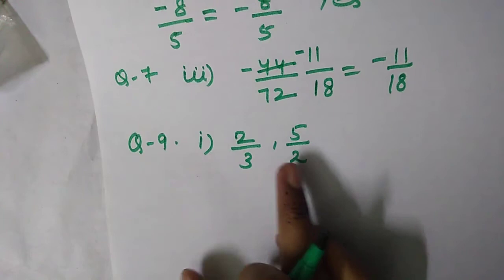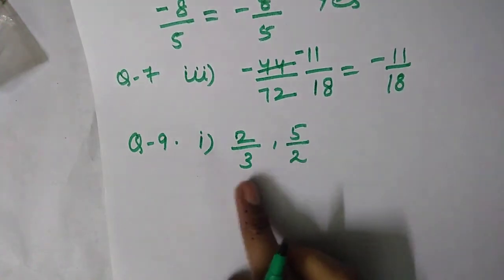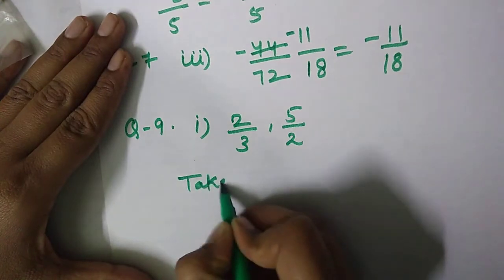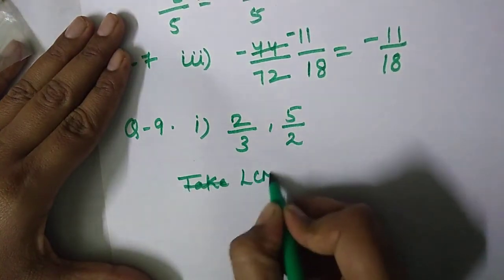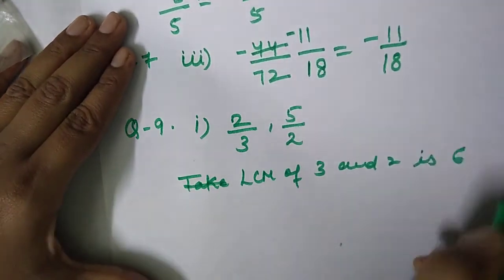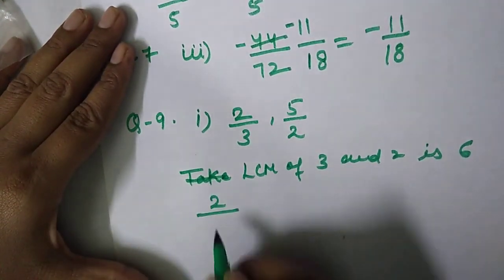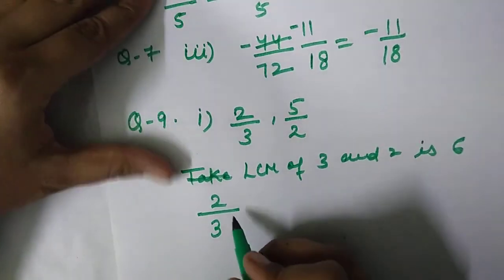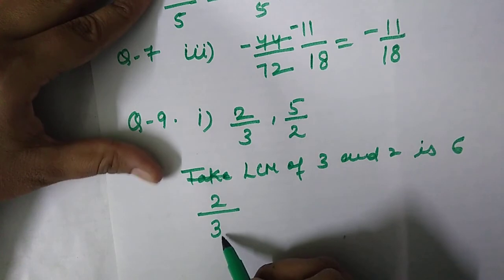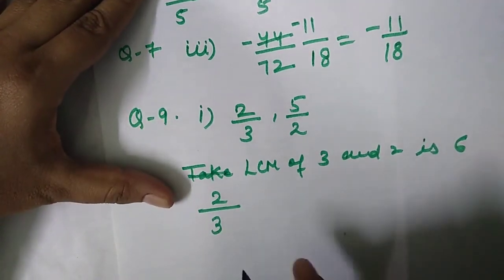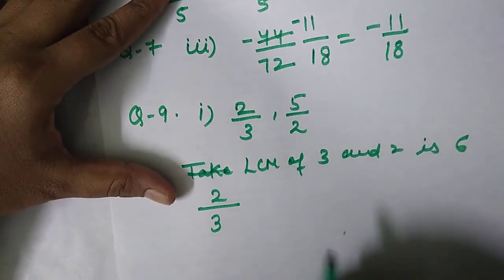You have to make the denominator equal and then you have to compare the numerator. Okay, so first I will take the LCM of 3 and 2, which is 6. Now I will make each fraction's denominator equal to the LCM. So you have to think of a number to be multiplied with the numerator and denominator so that the denominator will come out to be 6.